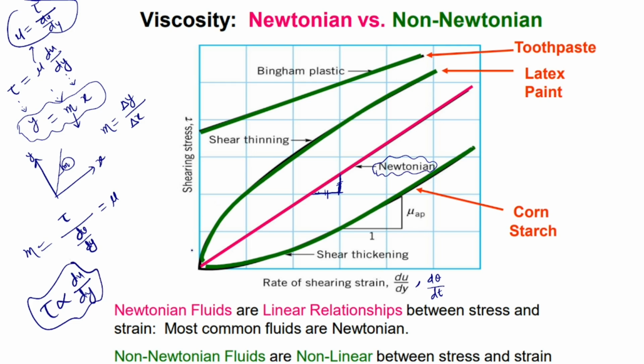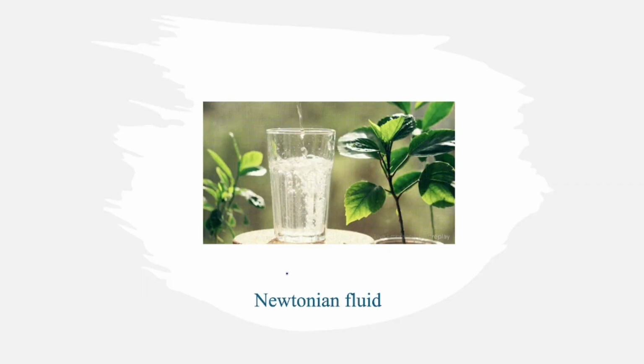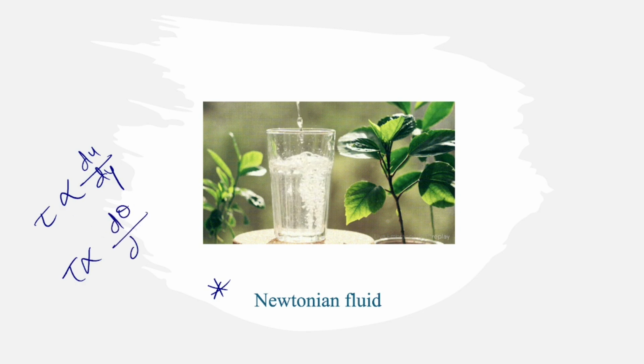That means the more the shearing stress, the more the rate of shearing strain. So in this case, this is your Newtonian fluid. What can be an example of your Newtonian fluid? A great example of Newtonian fluid is water and air. This is your Newtonian fluid. That means the more your shearing stress, the more will be the du/dy, or the more your shearing stress, the more your d theta/dt.